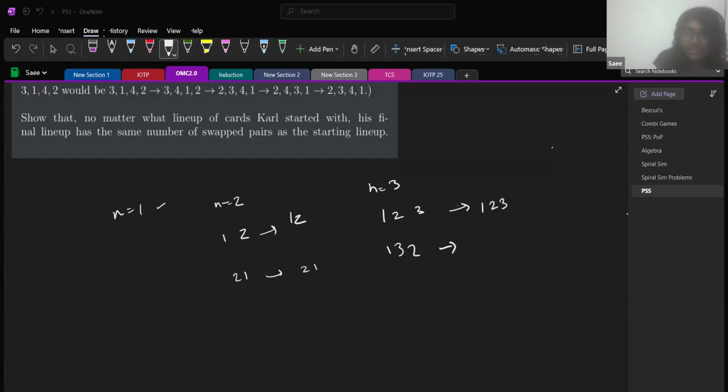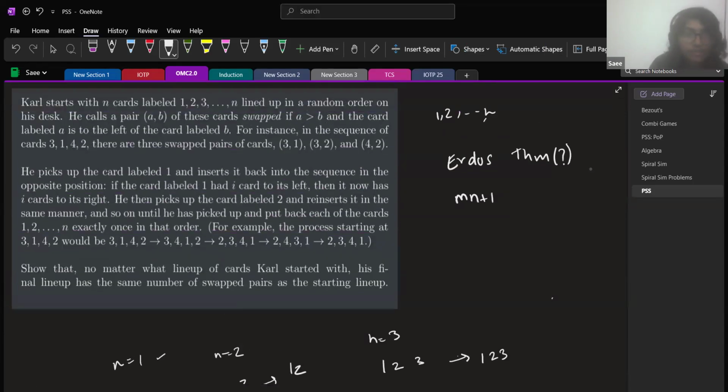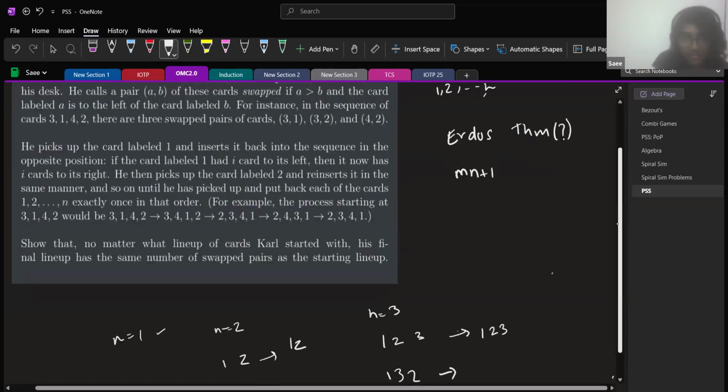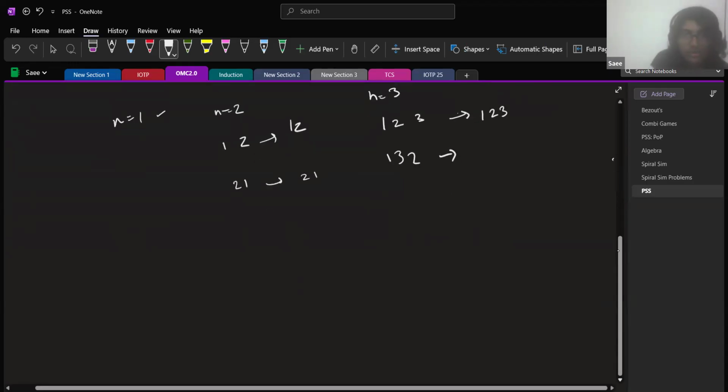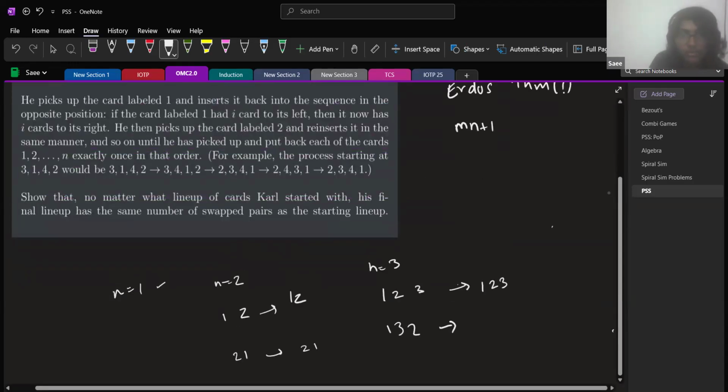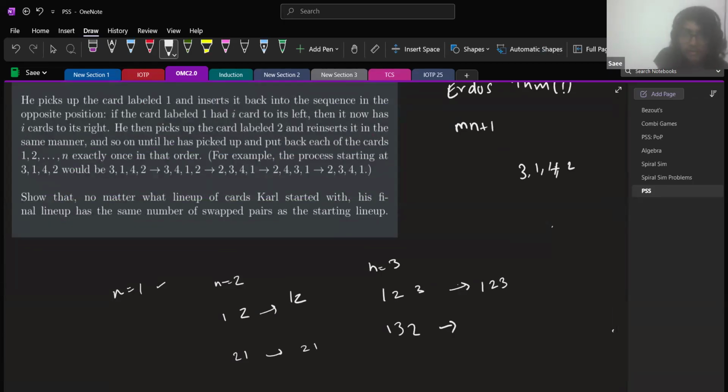Right, okay. So this is also known as the number of inversions. A swap pair is also known as an inversion, so we can just refer to it as an inversion. The idea is to look at how the number of inversions is changing throughout the process. So we start off with 3142. This has how many? 3.